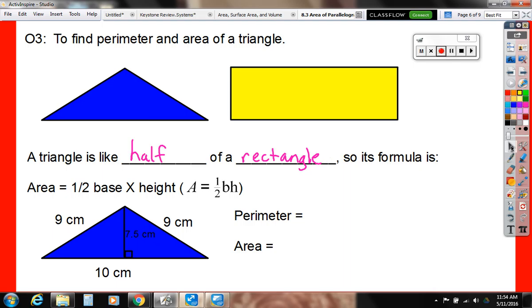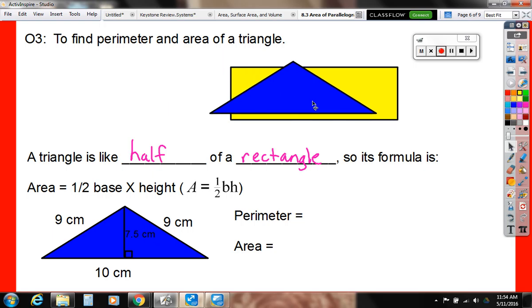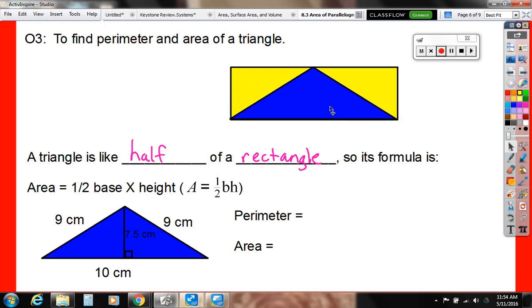I'm glad you asked. If I put this triangle inside this rectangle, if I were to cut these two yellow ones off and put them together, they would make a whole other triangle that's exactly the size of the blue triangle.